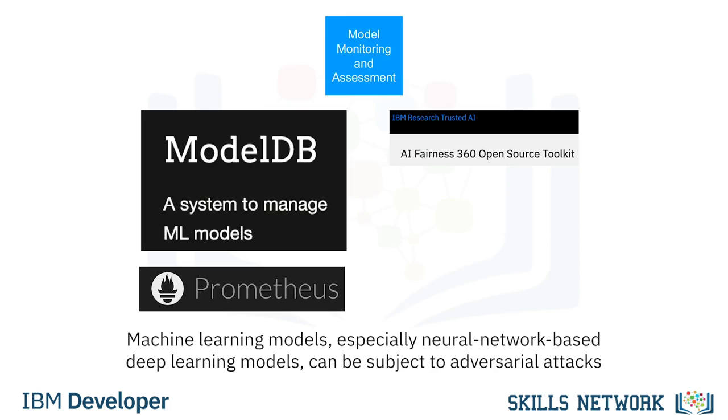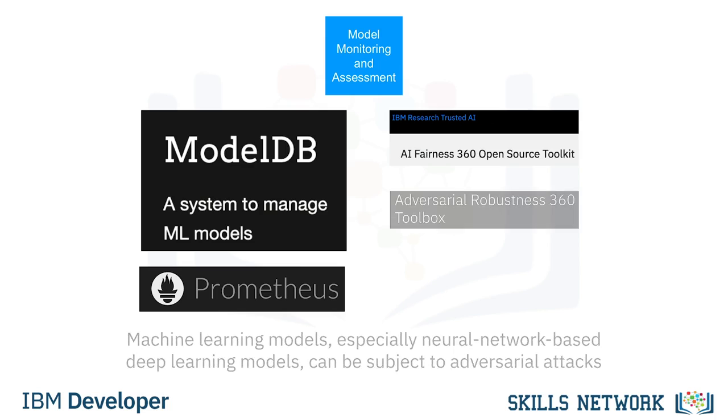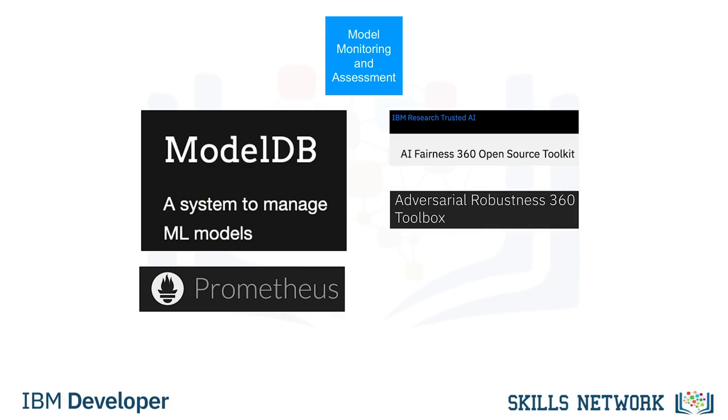Machine learning models, especially neural network-based deep learning models, can be subject to adversarial attacks, where an attacker tries to fool the model with manipulated data or by manipulating the model itself. The IBM Adversarial Robustness 360 Toolbox can be used to detect vulnerability to adversarial attacks and help make the model more robust.